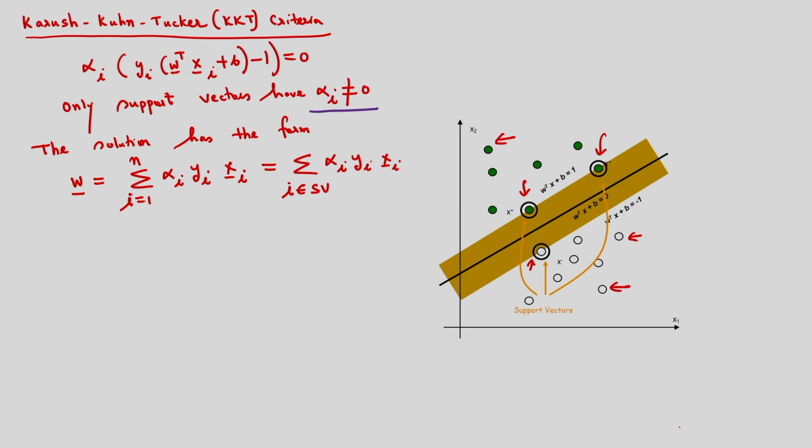Corresponding to this, you can see I am obtaining the expression for W, and also we can get the bias B from yi (W transpose xi plus B) minus 1 is equal to 0, where xi is the support vector.